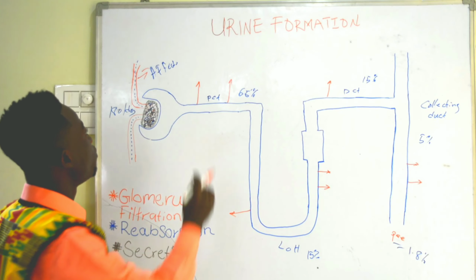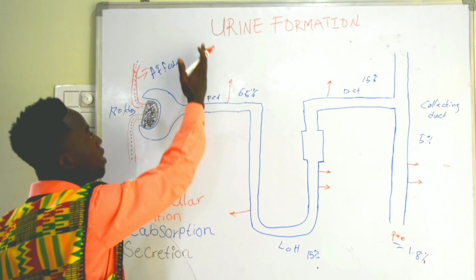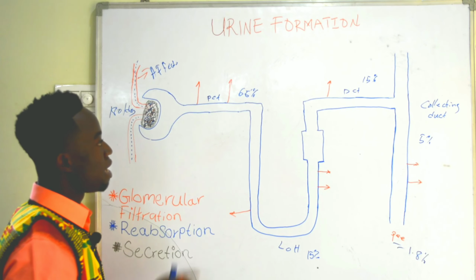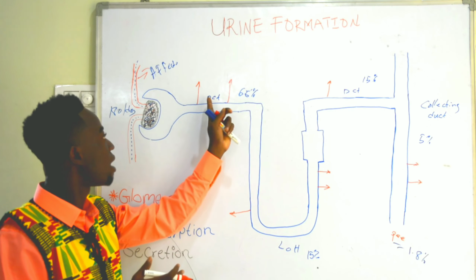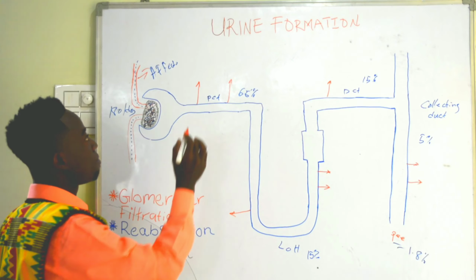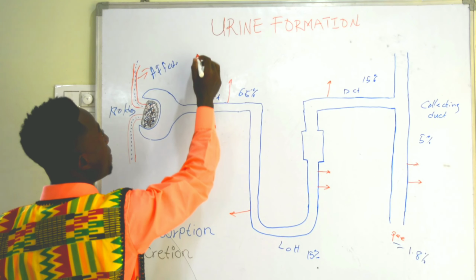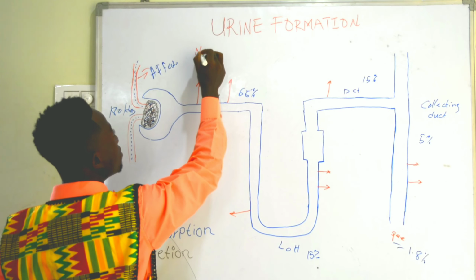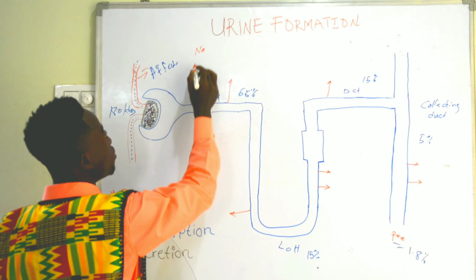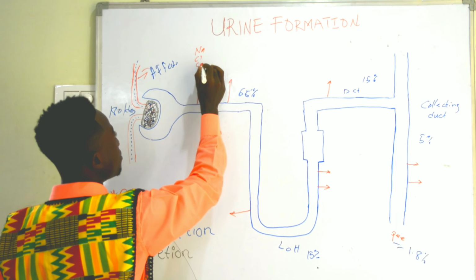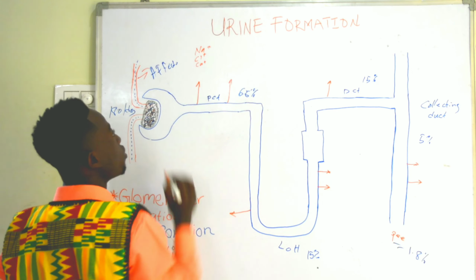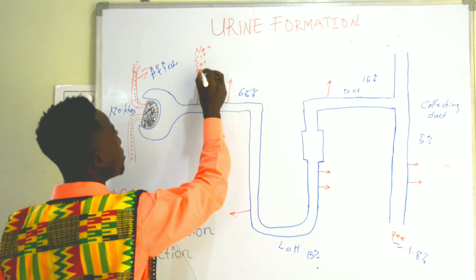Now, we're going to say ions. All these ions we are going to put here. Anytime we mention ions, we are talking about all of these ions. We talk about sodium ions, chloride ions, calcium ions, and magnesium ions.